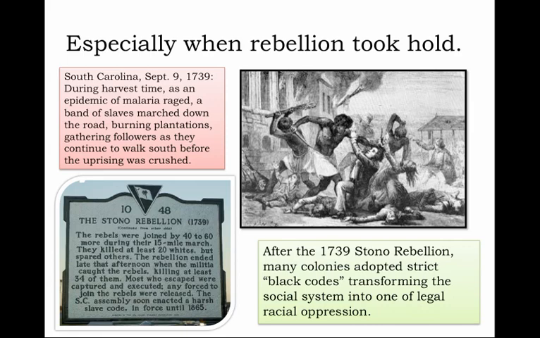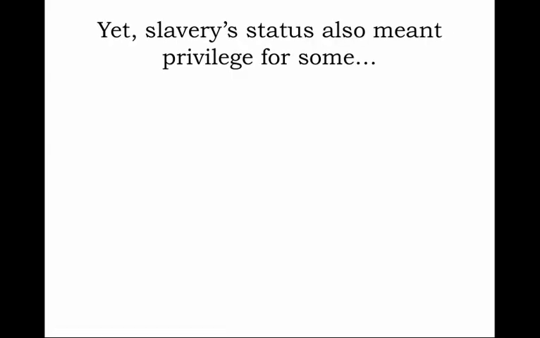So it was a difficult prospect to find a safe haven outside the reach of enslavement. Running away offered no sure hope. Rebellion offered no sure hope. And so one might say that one's chances were narrowed considerably by the almost universal reach now of enslavement. Yet, for some, slavery's status also meant a privilege.